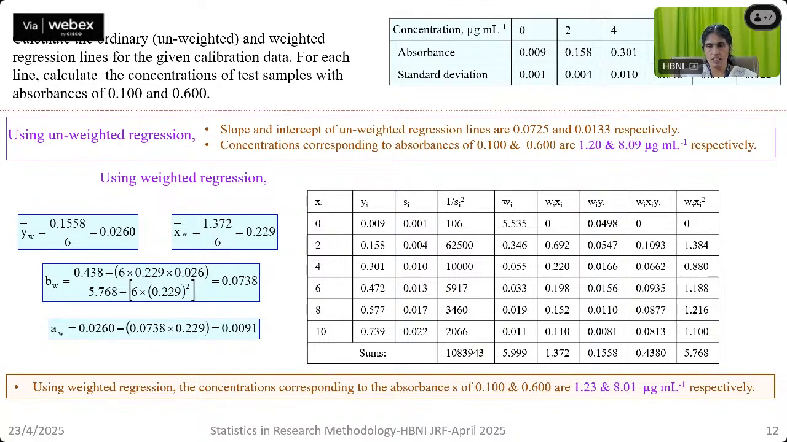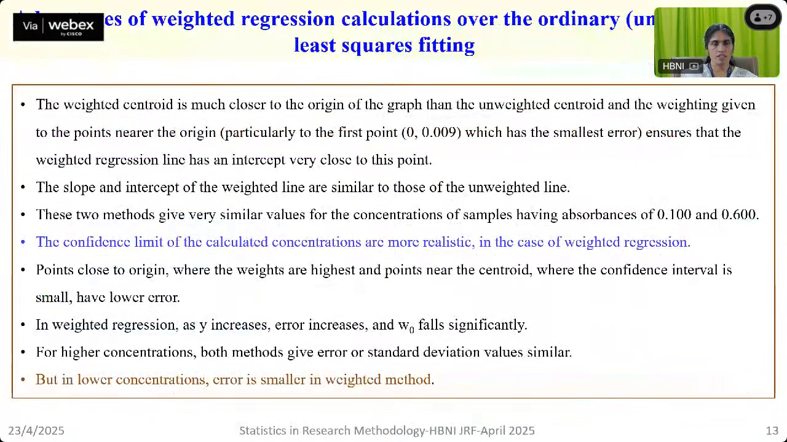Then you can appreciate that there is only marginal difference when you go from unweighted to weighted regressions at higher and higher concentration. The difference is visible at lower concentration, and essentially when we are working at nano or picomolar concentrations, these weighted regressions become increasingly important and their utility becomes more and more visible. So if you have to refine your data at lower concentration, definitely go for the weighted regressions.